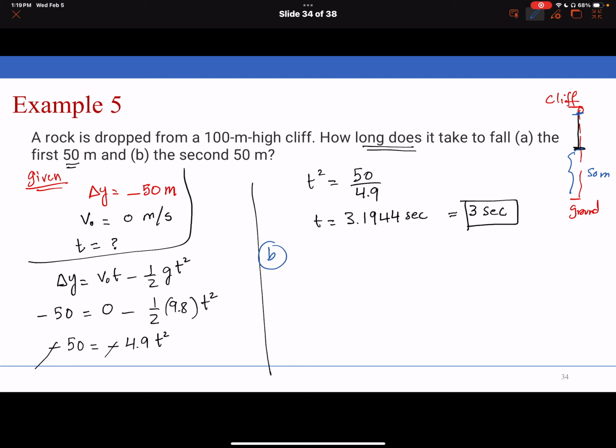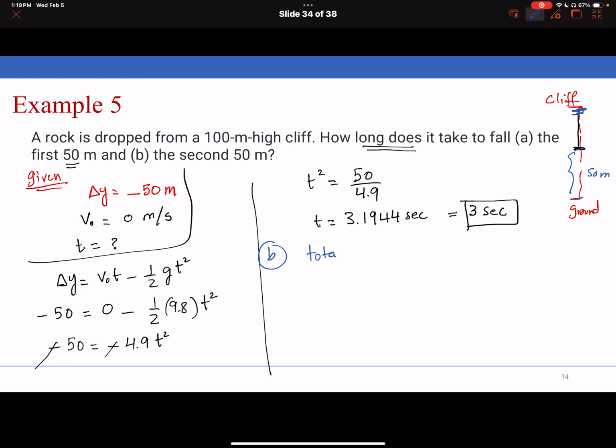So there are a couple of different ways of doing this. I will do one way. You can attempt anything else that comes to mind. What I like to do is calculate the total trip time from the top to bottom, and then subtract the time for the first 50 meters, and that will give me the time for the rest of the 50 meters.